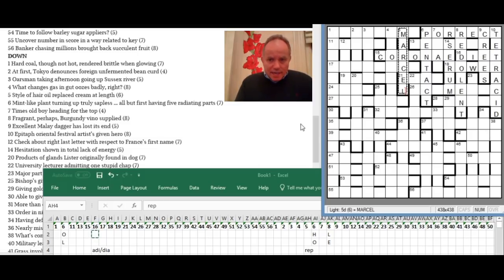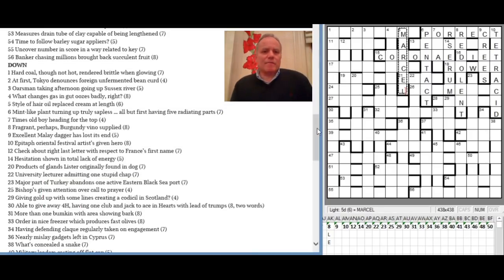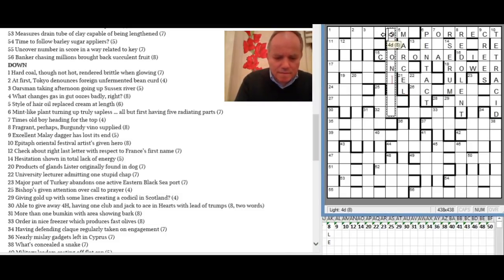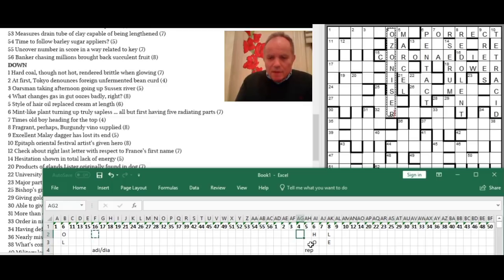4 down. What changes gas in gut? Oozes badly, right? Okay, well, it looks like we need an anagram of oozes, then the R for right. Okay, gut is the extra, in oozes anagrammed, and then R. I want it to be ionizer. I'm sure it's something that changes gas. Ozonizer, that must replace gas. Never knew it's a word, but gut is the extra in 4 down. I'm happy enough about that.